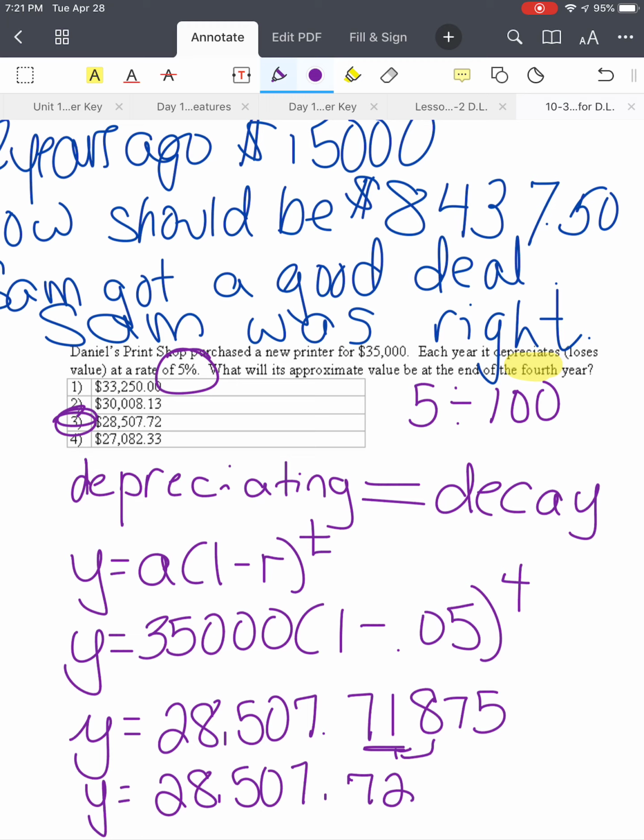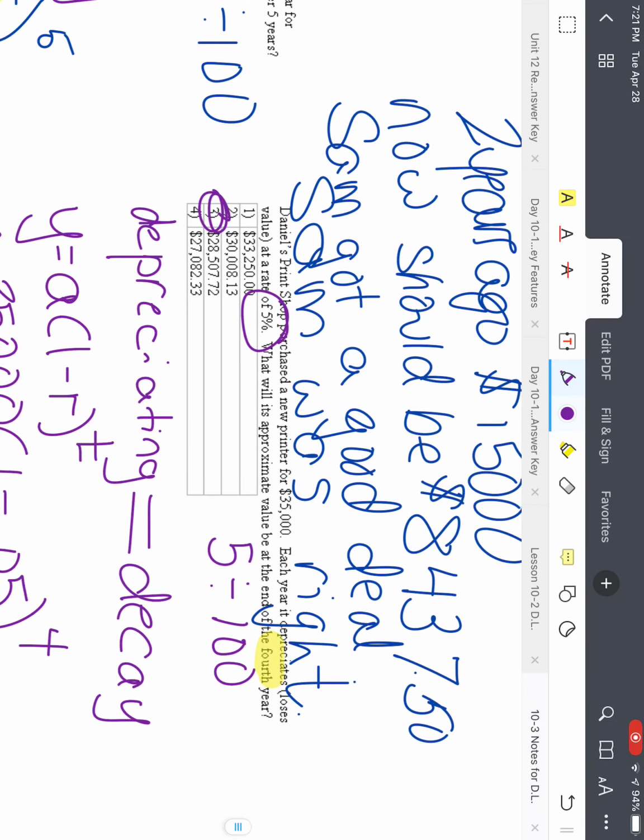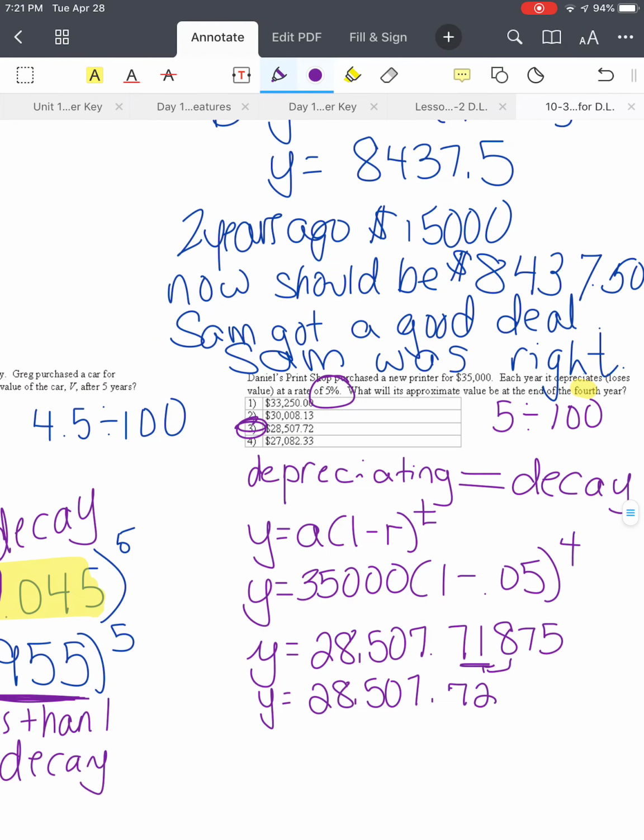Just one thing to keep in mind, the original price of the printer was $35,000. Now it's worth $28,507. It did go down because it depreciated. That's what happens with depreciating. The amount goes down. Just like I said, if you were to buy a new car and then in a few years go to sell it, the car is going to be worth less money than it was originally. It's just the way it works. A lot of times things end up being worth less after a few years.